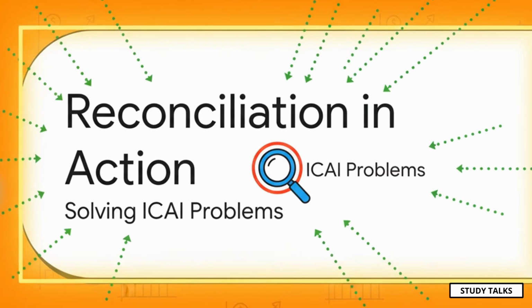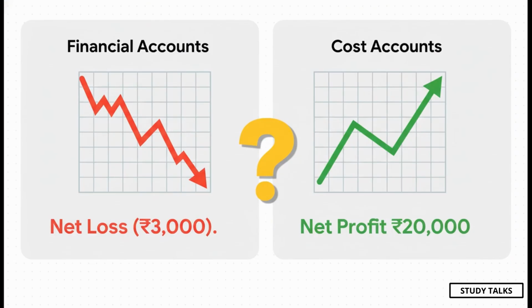Look, theory is one thing, but marks are earned when you can apply it. So let's take everything we've learned and use it to solve a classic ICAI-style problem right from your study material. Now check this out. This illustration gives you a scenario where the financial books are showing a loss of 3,000 rupees, but the cost books are showing a profit of 20,000.